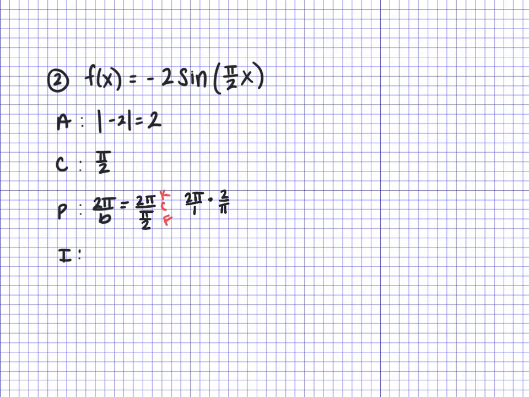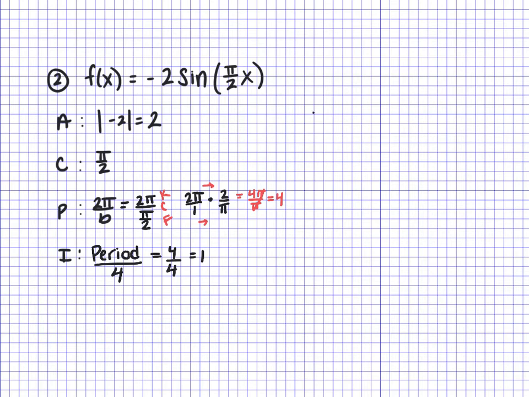And then we multiply our fractions straight across, and we get 4 pi over pi, where the pi's will cancel, and my period will be 4. Interval is defined as period over 4. So my period, 4, divided by 4 is 1. So that is what we are counting by.